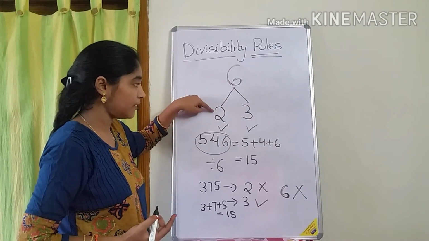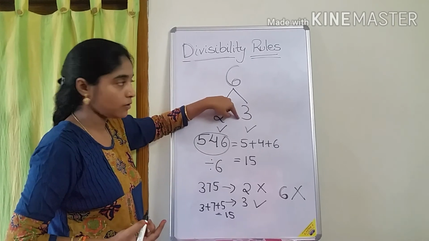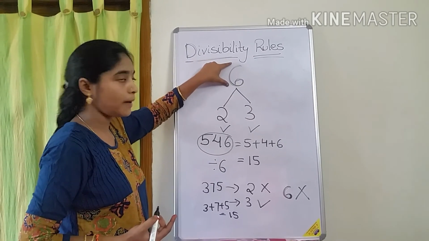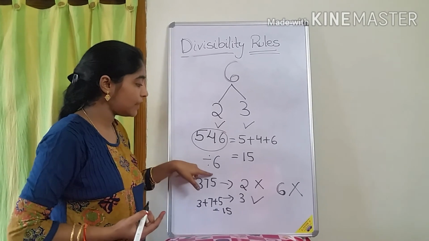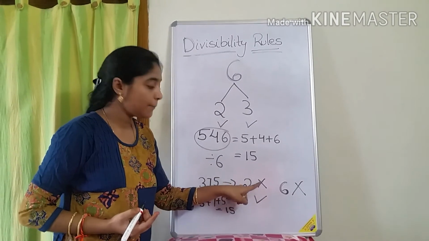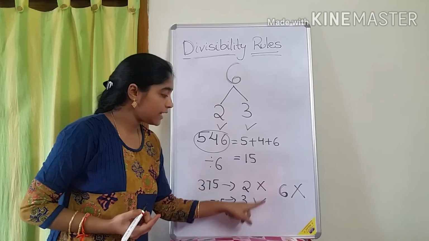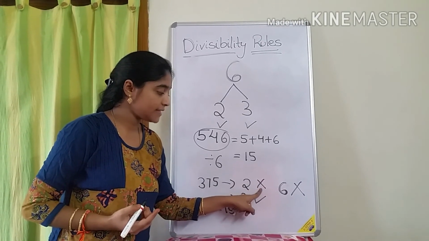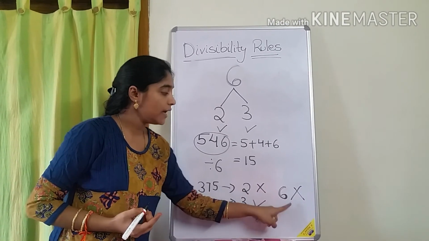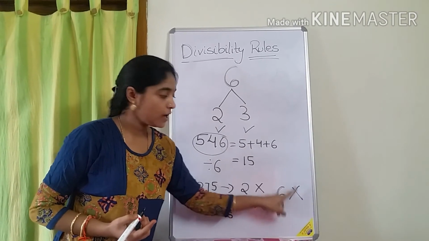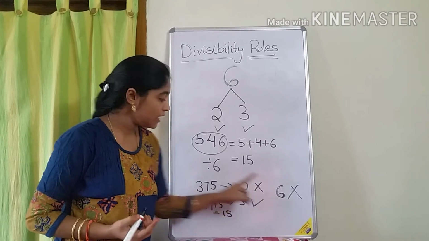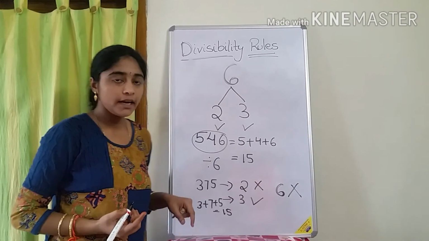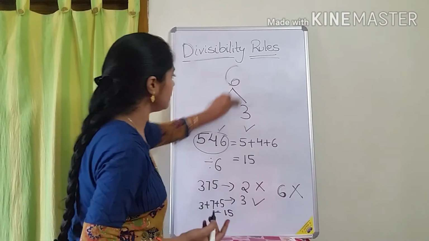546 comes in the 2 table as well as in the 3 table also. So it is satisfied, divisible by 6. But if you are taking 375, 375 is not divisible by 2, but it is divisible by 3. Both are not the same. One is not satisfying, one is satisfying. So in the 6 table it won't satisfy. Both should be satisfied only. Then only is the given number divisible by 6. Clear? Let us take one more example.